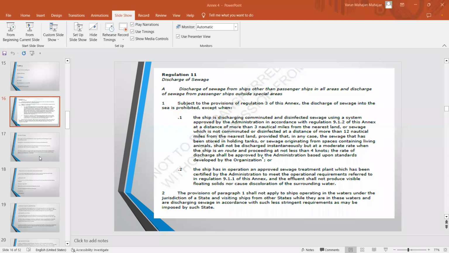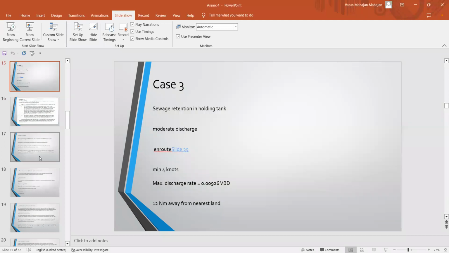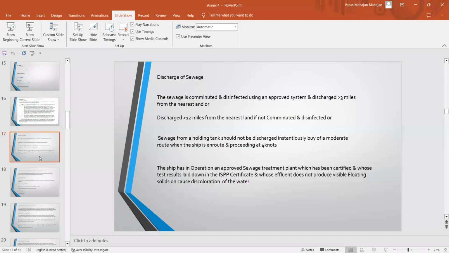So in short, this is written: for sewage, if you have a comminution and disinfection system approved by the Administration, you can discharge at more than 3 nautical miles. If you don't have comminution and disinfection, then more than 12 nautical miles. If you have a sewage holding tank, then you have to meet the moderate rate, en route and proceeding at 4 knots, and you have to meet the maximum discharge rate criteria.